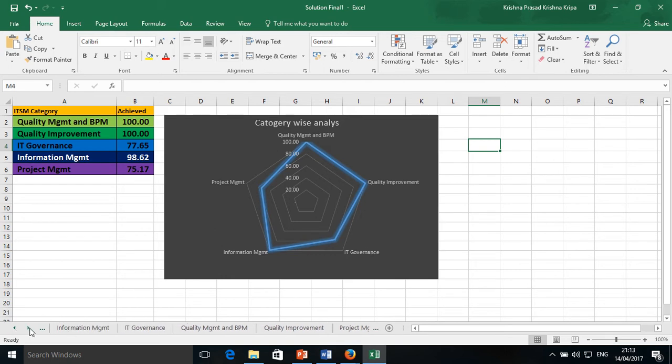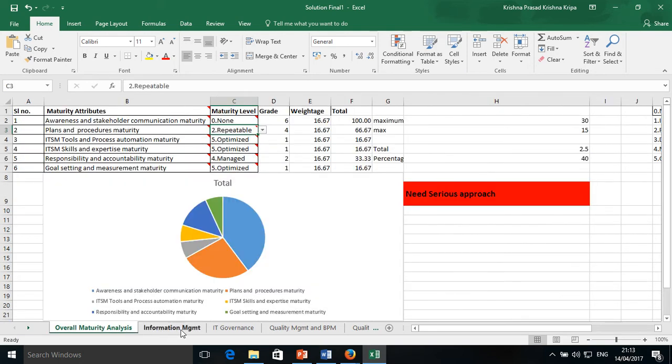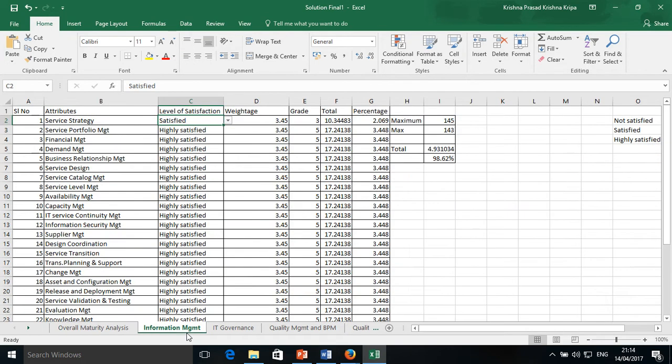So as an IT manager or the responsible person, here I have to navigate through all these sheets. All the questions related to information management will appear here. The user has the privilege to select either not satisfied, satisfied, or highly satisfied. Like the previous page, we have given a weightage here. There is a grade system here. Then we'll get a percentage here, and we'll discuss this total later in the solution side.